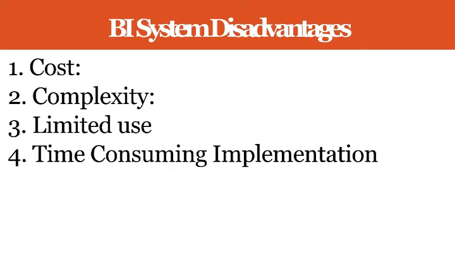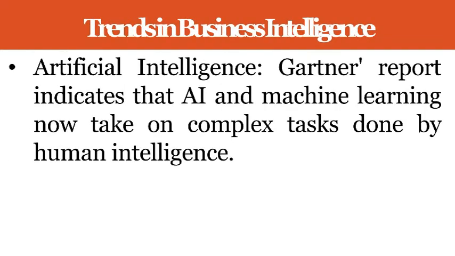So what are the trends in business intelligence? Artificial intelligence. A Gartner report indicates that AI and machine learning now take on complex tasks done by human intelligence. This capability is being leveraged to come up with real-time data analysis and dashboard reporting.